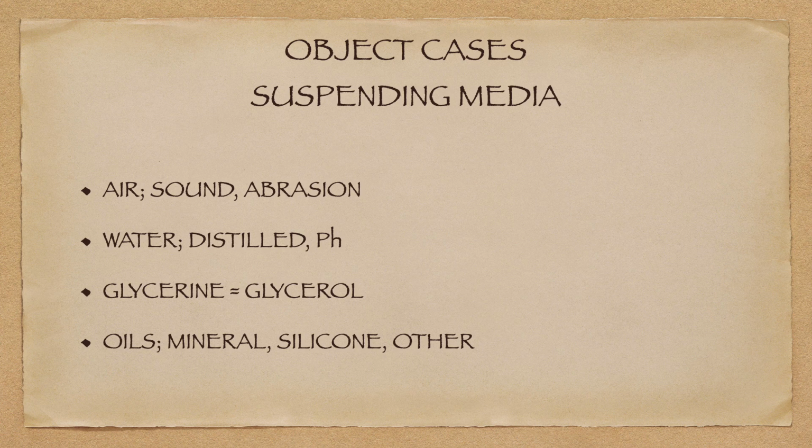You can get silicone oil in a variety of different viscosities. Commonly, these are measured in a unit called centistokes. The higher the number, the higher the viscosity, or therefore the thicker the material, and therefore that slows down the motion of the materials or inclusions in the object case.